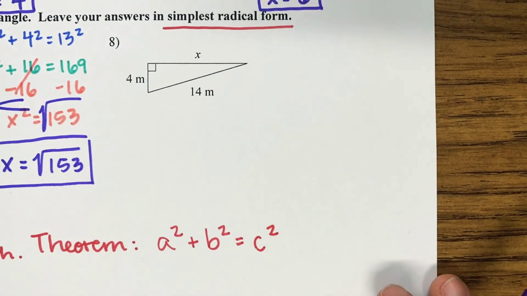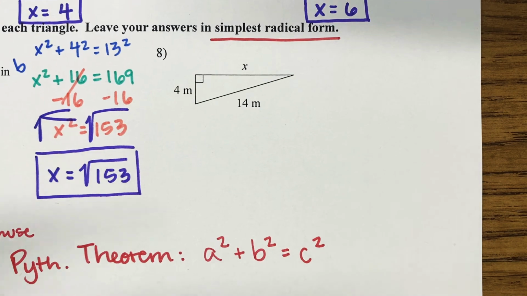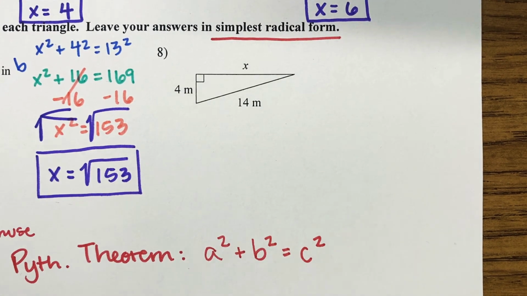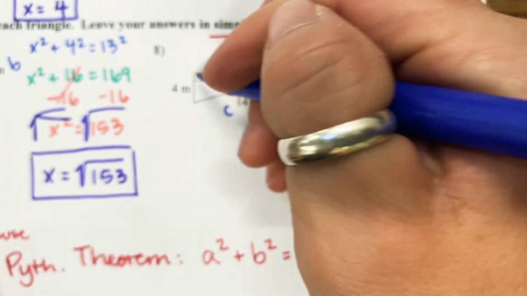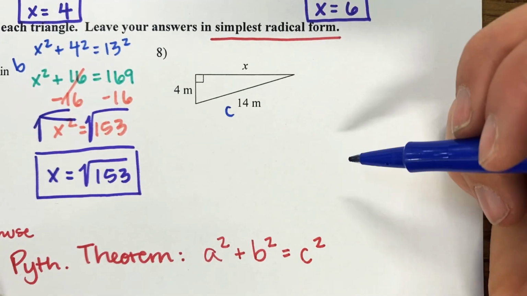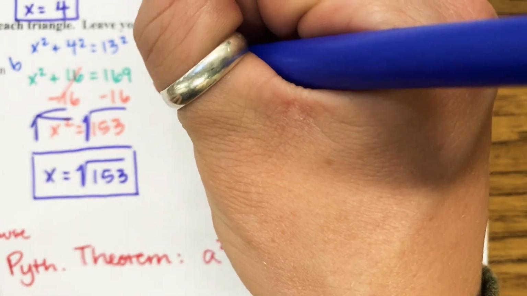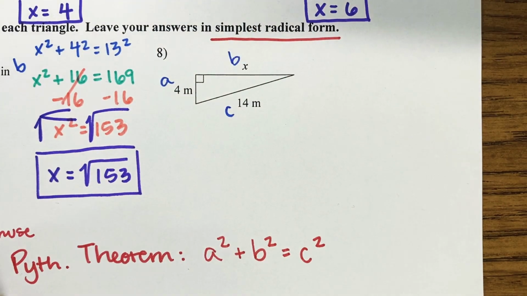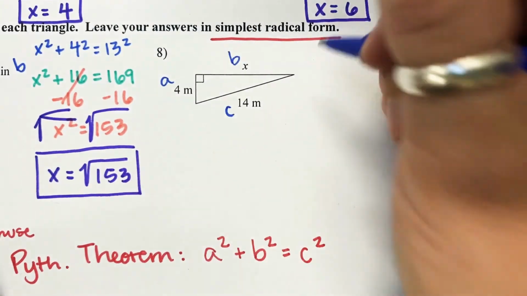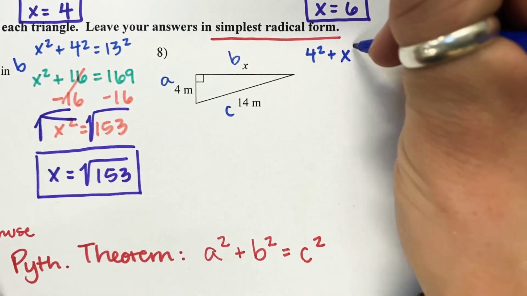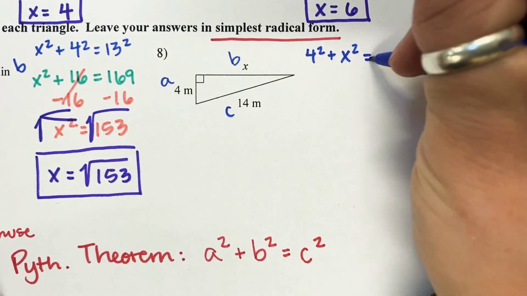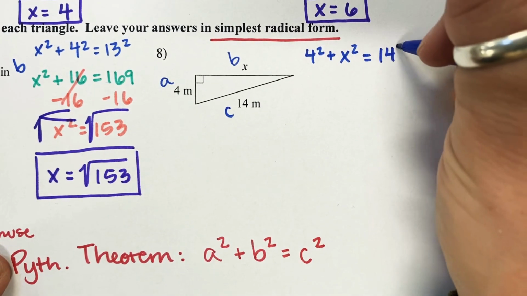Beautiful. Okay, so let's go over to number 8. So let's identify A, B, and C. Okay, so again, C has to be across from the right angle. So 14 is my C. I'll make 4 my A and x my B. So A squared, 4 squared, plus B squared, B is x, so x squared equals C squared, C is 14, so 14 squared.